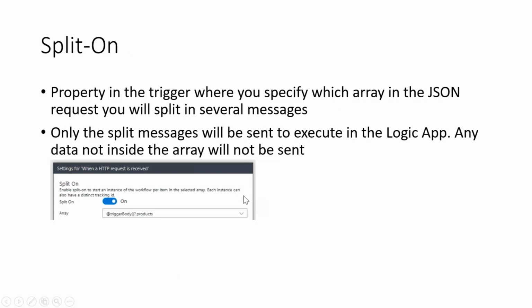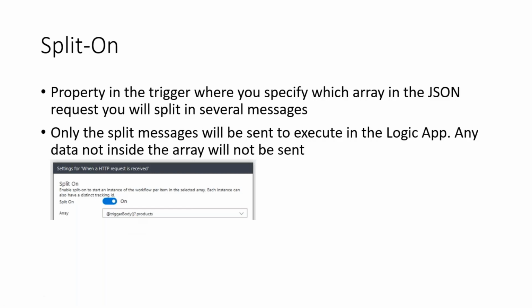And another one that they released during the build was the split on, right? So you could specify how you want to handle your logic app. Let's say you have an array of products being received in the logic app. Instead of receiving all the information in a single message and then doing a for each inside your logic app, you can just split right in the trigger.